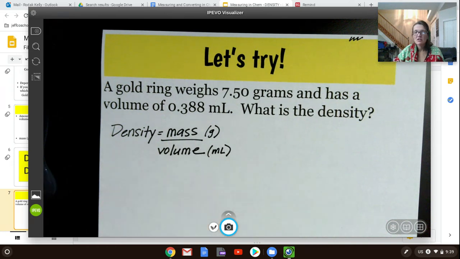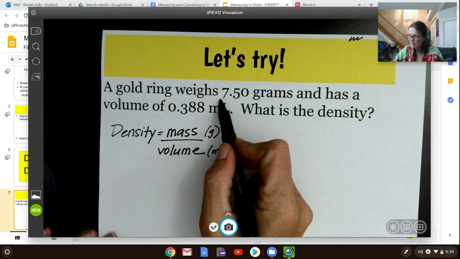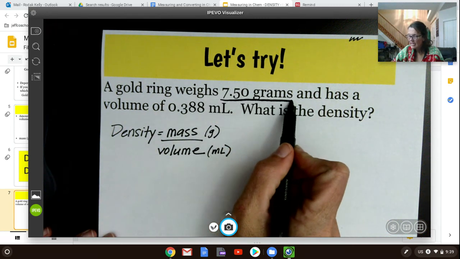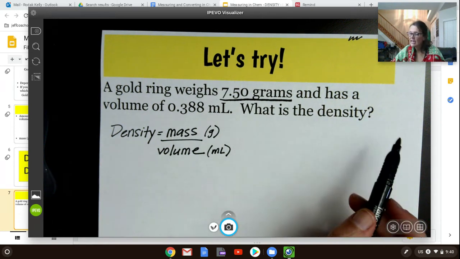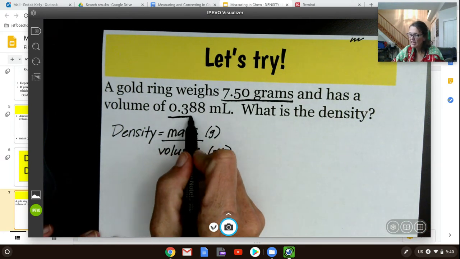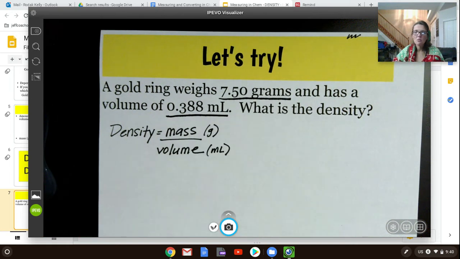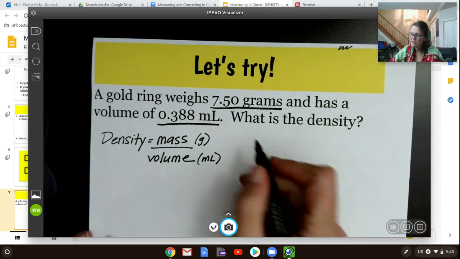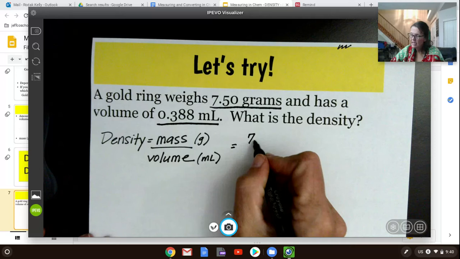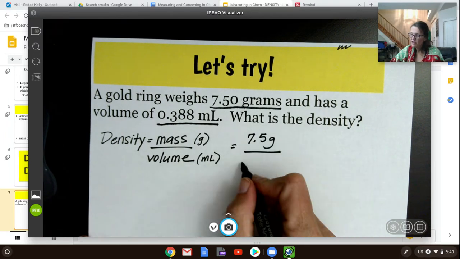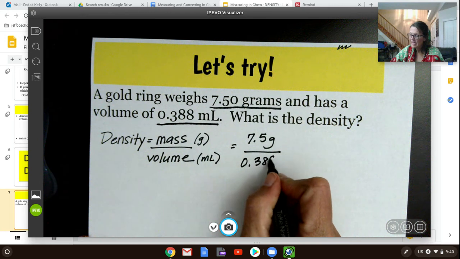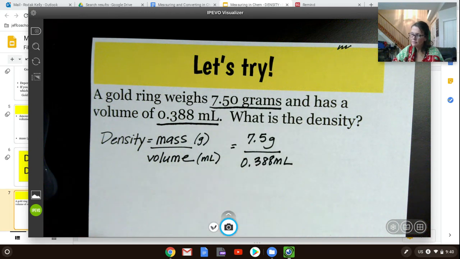So to solve this problem, we have to look out for the mass and we have to look out for the volume. So a gold ring weighs 7.5 grams. I'm a big fan of underlining information as we're given it in a question just to help keep track of everything. And it has a volume of 0.388 milliliters. So what will the density be? So this will be really easy. We're going to plug in the mass to our equation. Then we'll plug in the volume, which is 0.388 milliliters. Okay.